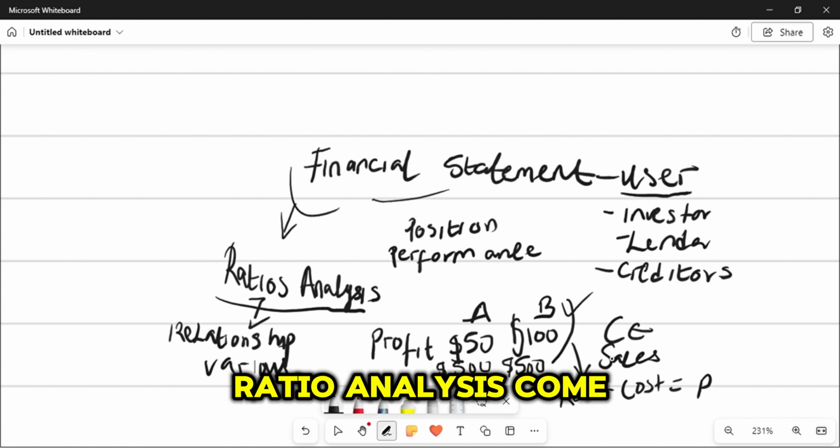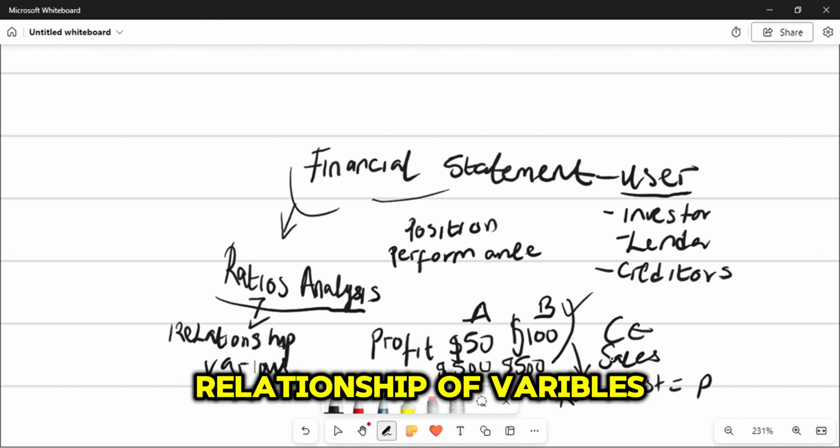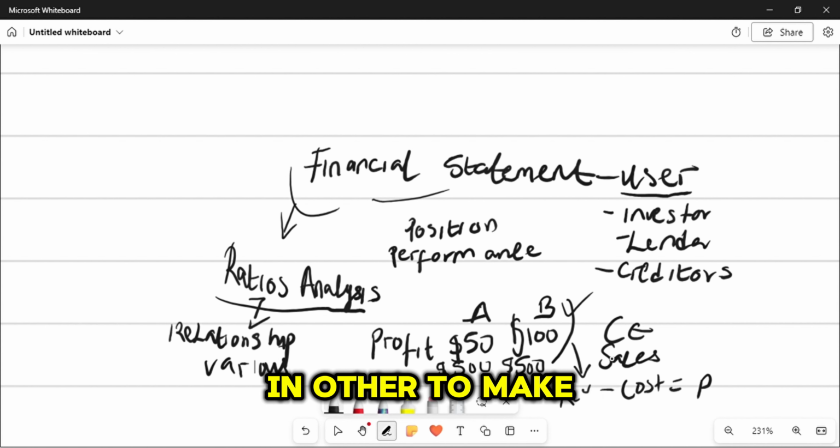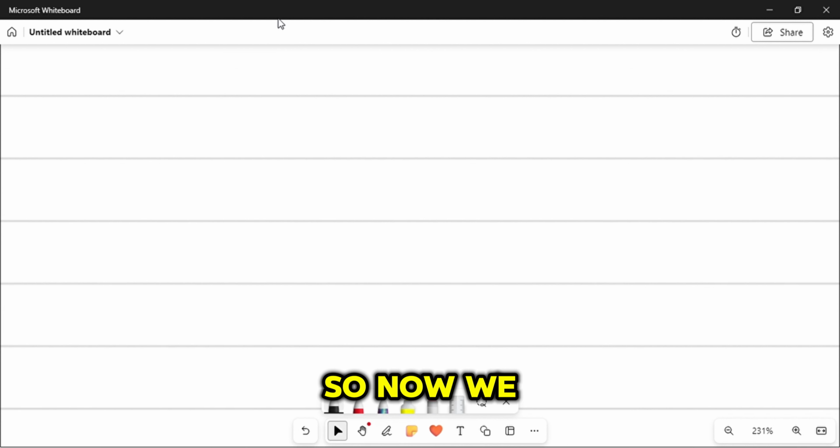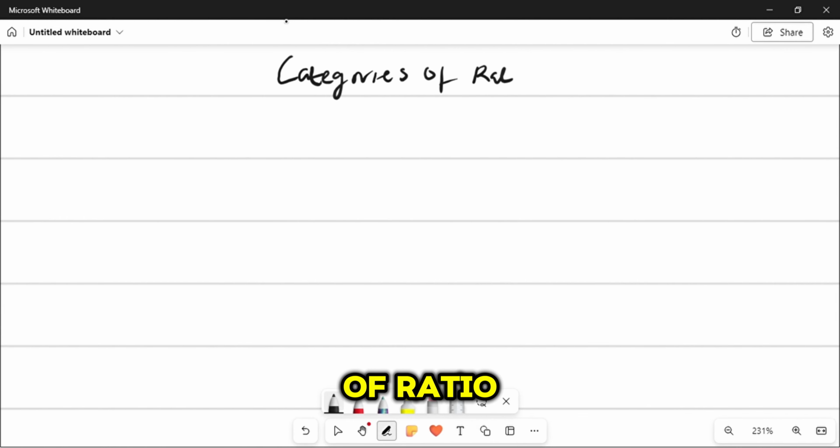That's where ratio analysis comes in. Ratio analysis is based on comparing or finding the relationship of variables in order to make a good understanding of these financial statements. Now we are looking at categories of ratio analysis.